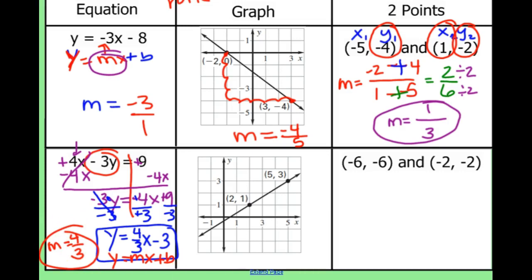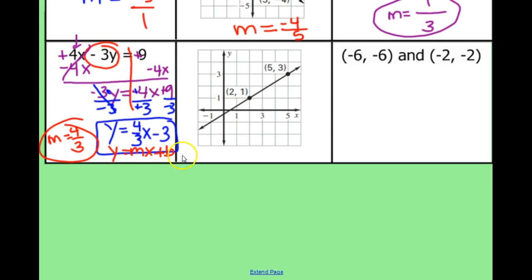This middle one should be a little bit easier because all we have to do is count. Count rise over run, we're rising 1, 2, and running 1, 2, 3. Remember to count the spaces, not the lines. We counted the space between those two. 1, 2, 3. There we go.